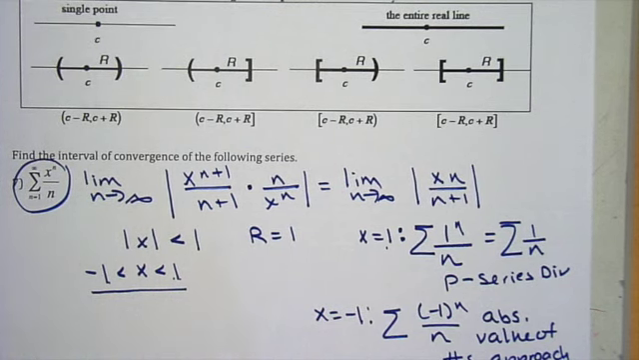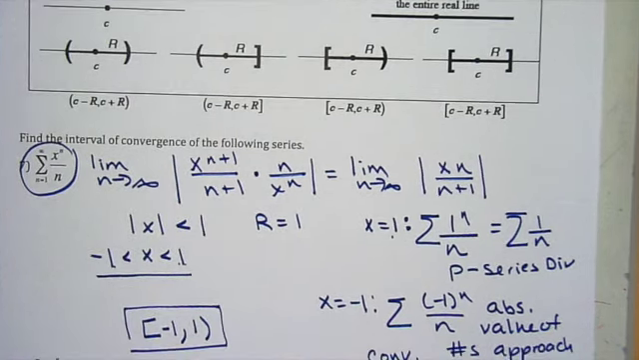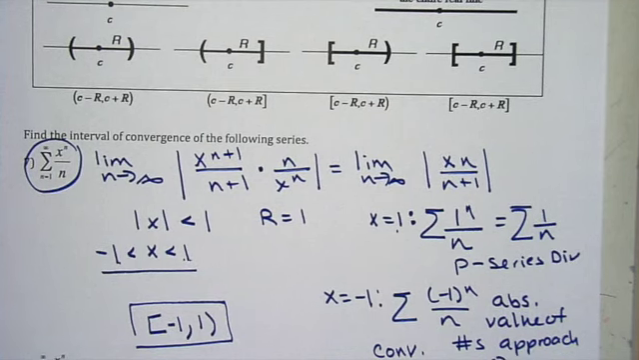So your interval of convergence is actually this. At -1, it converges. At 1, it's going to diverge. So this is your interval of convergence. So when you are using the ratio test, it's important that you check your endpoints separately. Okay, let's try one more.